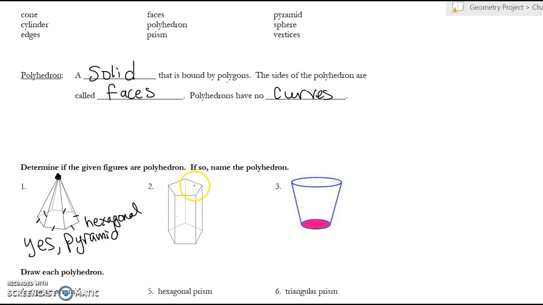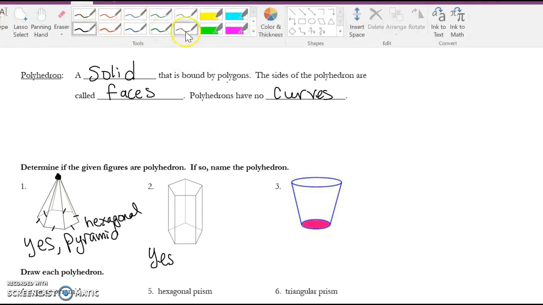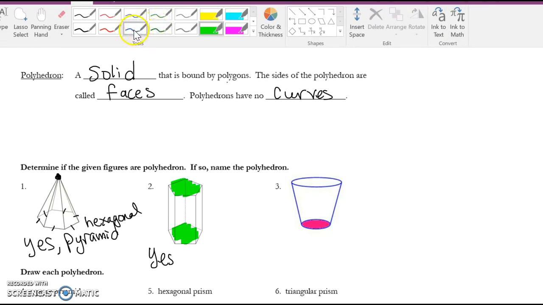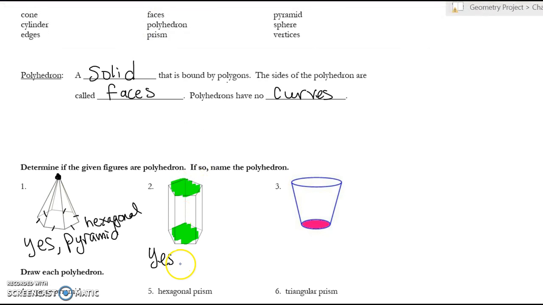Okay, this is another one that if you look, there's no curve, so this is a yes. But this is a prism because my two bases, hold on, let me try and highlight. So we're going to use green, I guess. Here's a base down here. Here's a base up here. Those two bases are congruent and parallel. So this is a prism. And this is a 1, 2, 3, 4, 5 pentagonal prism.